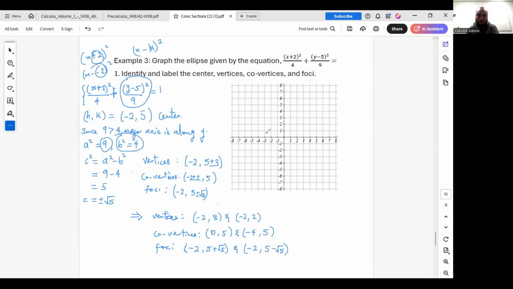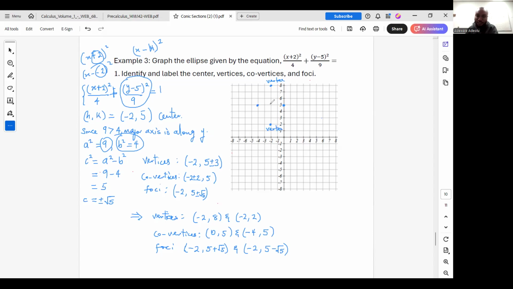So let us plot our graph. Vertices, negative 2, comma 8. That is when x is negative 2, y is 8, positive 8. So here, vertex. And the other one is negative 2, comma 2. So vertex. Co-vertex, 0, 5. When x is 0, y is 5. And when x is negative 4, y is 5.